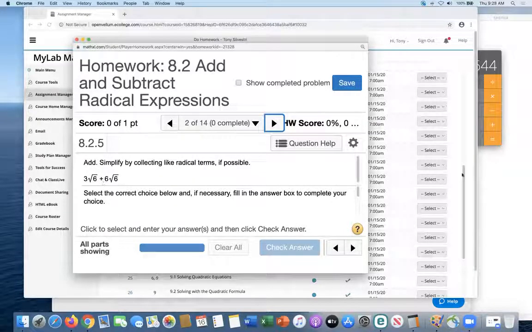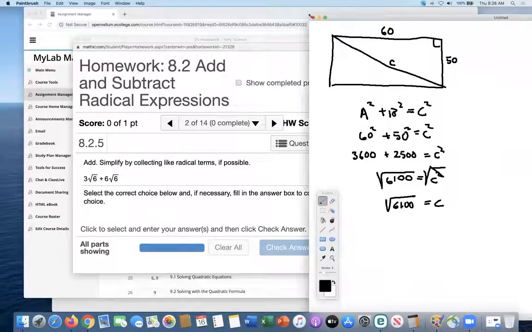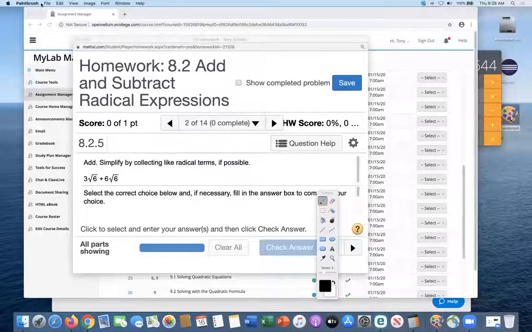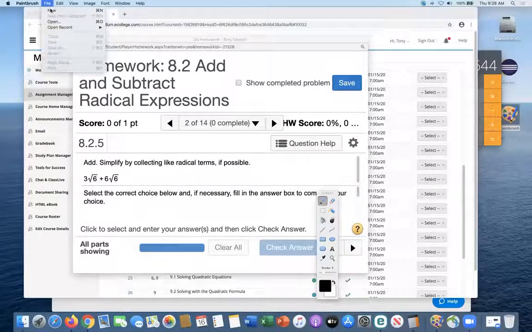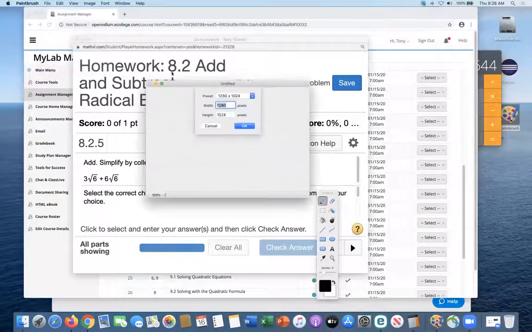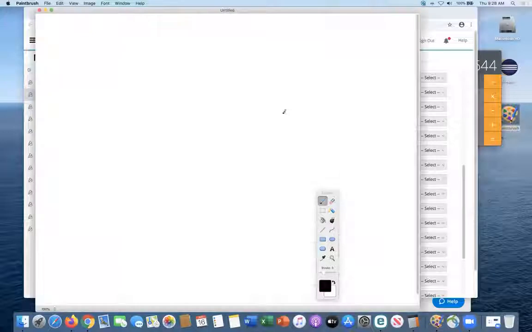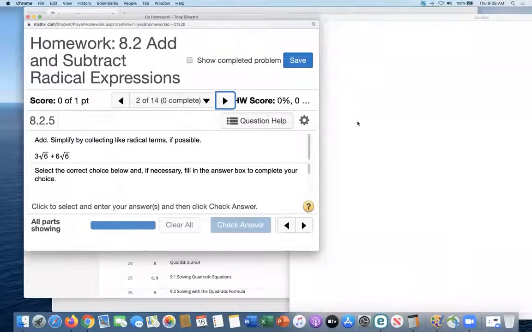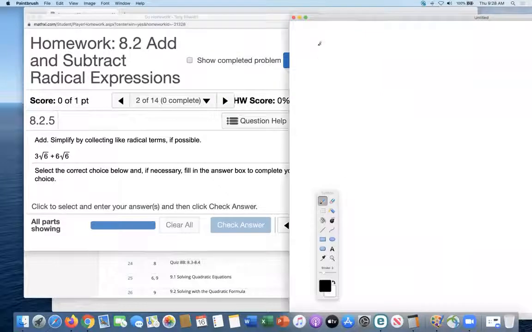Here's your adding things. So let me clear this out. Don't save it. I'll show you that it's not that bad at all. So new, okay. Let's move this over here. Okay. 3 square root of 6 is added to 6 square root of 6.